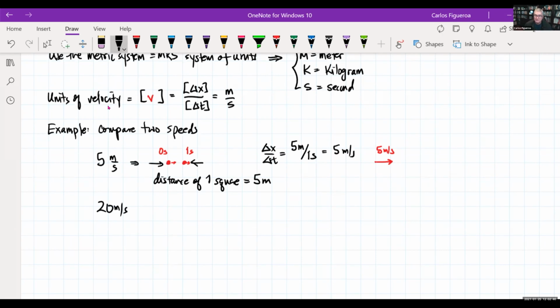If it's traveling 20 meters per second, and 1 square is 5 meters, then this guy has to have traveled what? 4 squares. So the distance that it traveled from 0 seconds to 1 second has to be that long. What you're seeing here is that this v is a little tiny v because it only traveled 1 square.